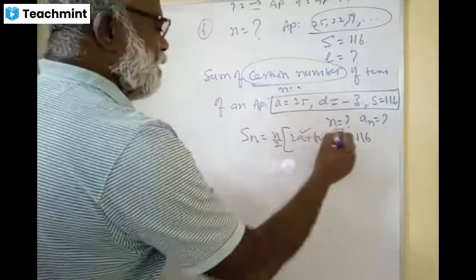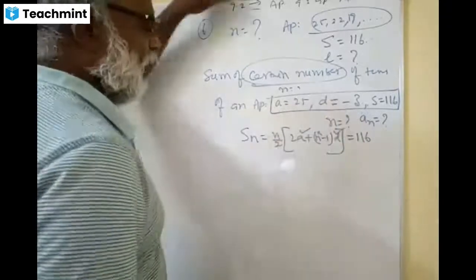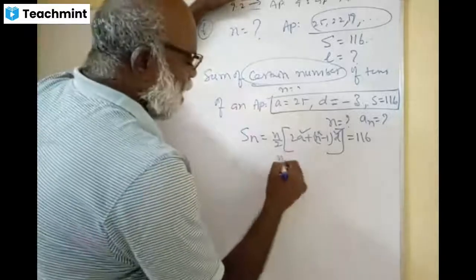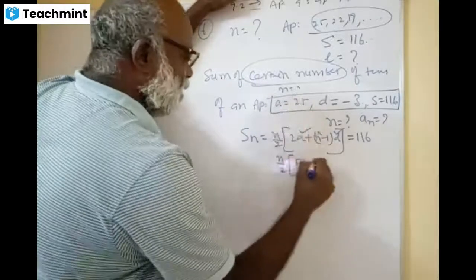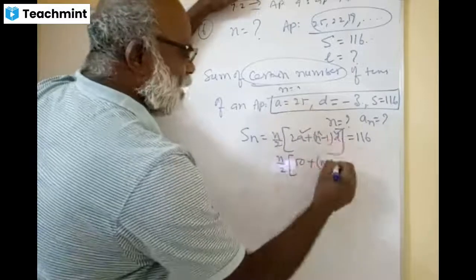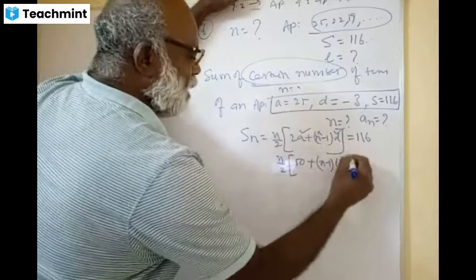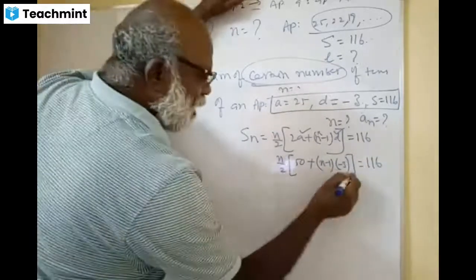a is known, d is known, n is unknown, only one unknown. Therefore, 2a, that is 50, and n minus 1 is unknown. d is minus 3. This is where the danger is. It is 116.